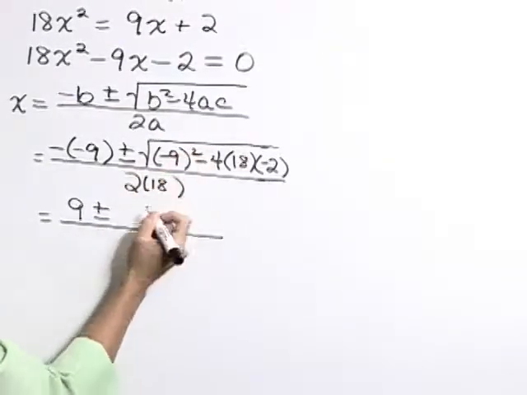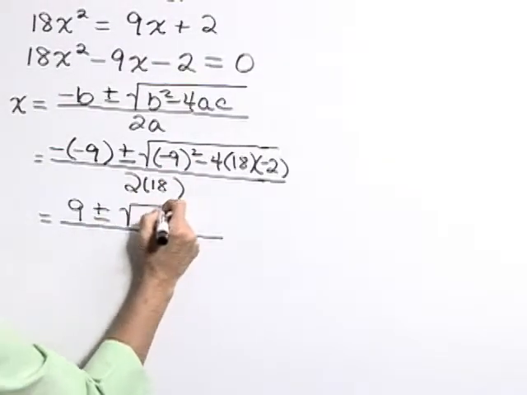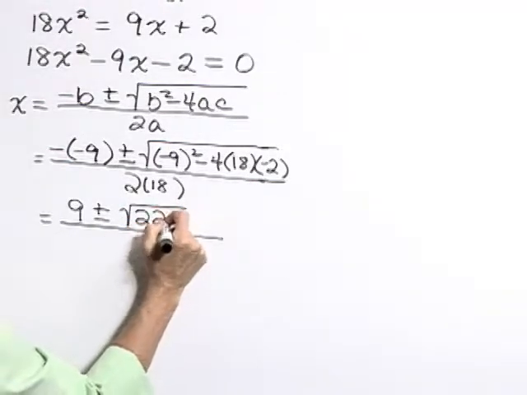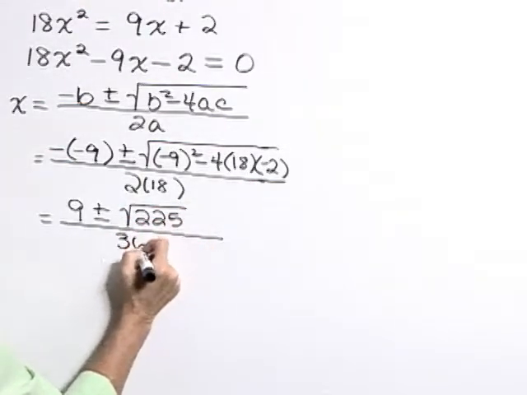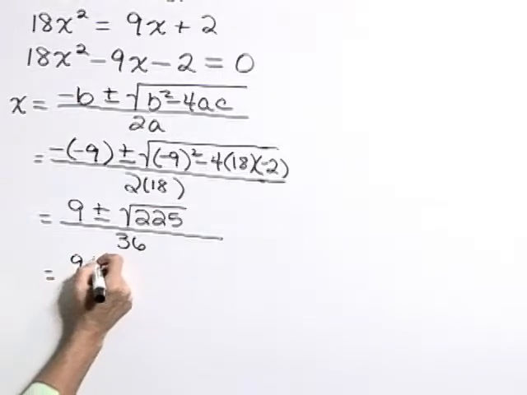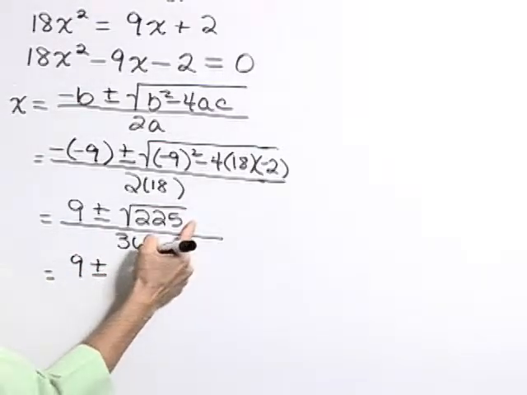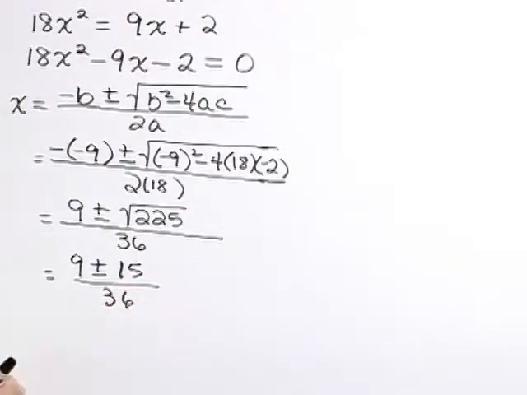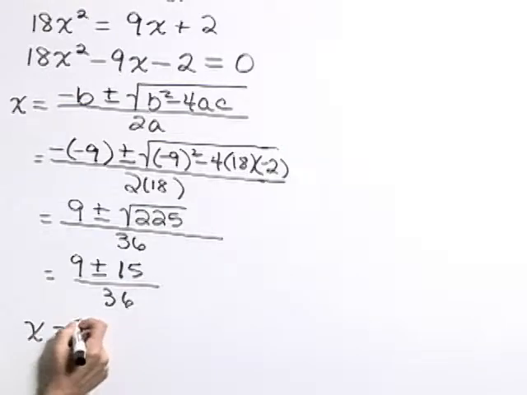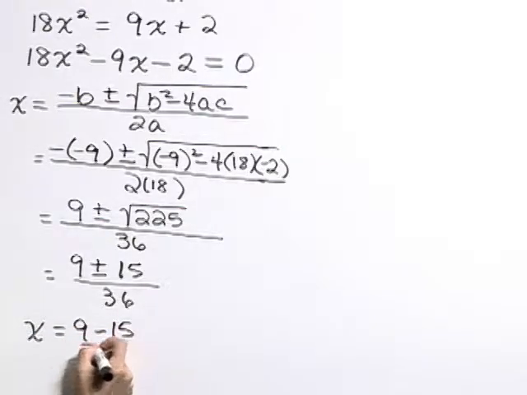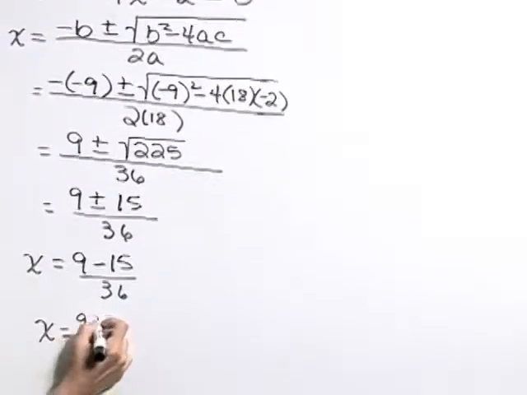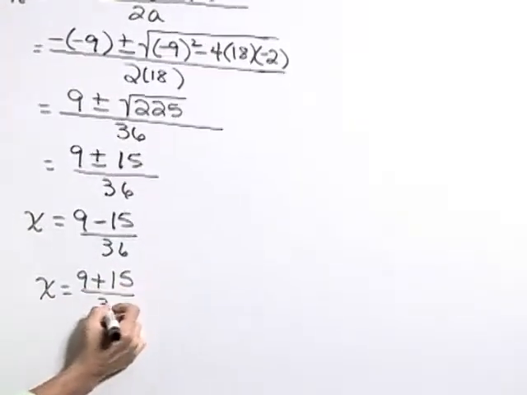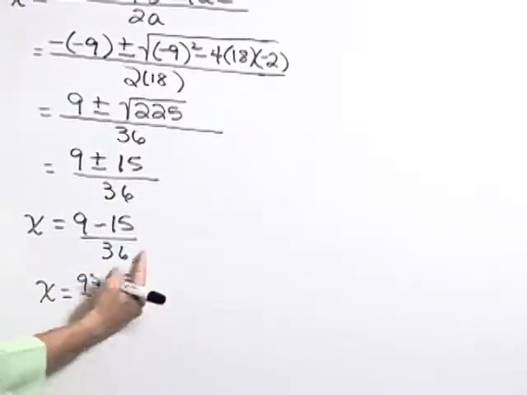Underneath this radical, we get a 225. So that's the square root of 225 all over 36. This gives 9 plus or minus the square root of 225, which is 15, all over 36. So let's split this into its two possible solutions. x is 9 minus 15 over 36, or x is 9 plus 15 over 36.